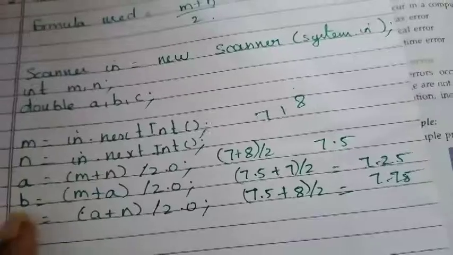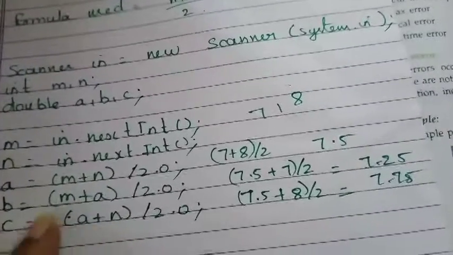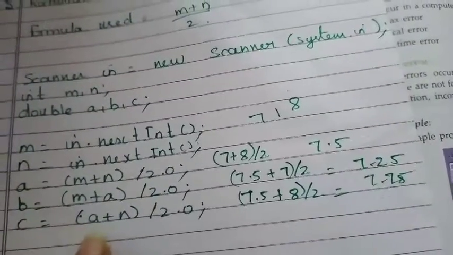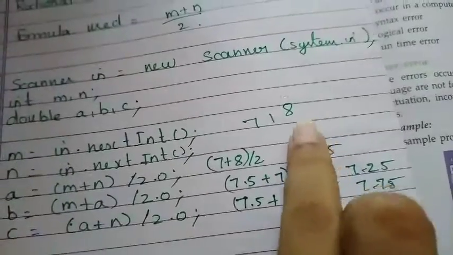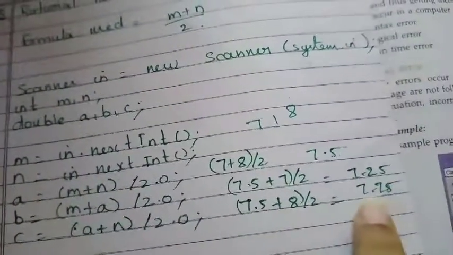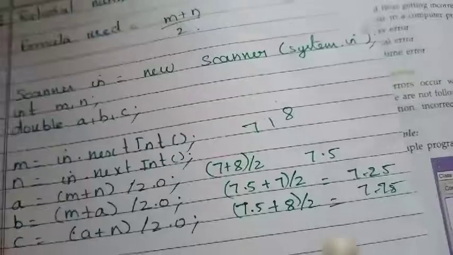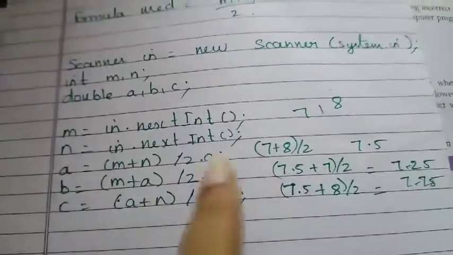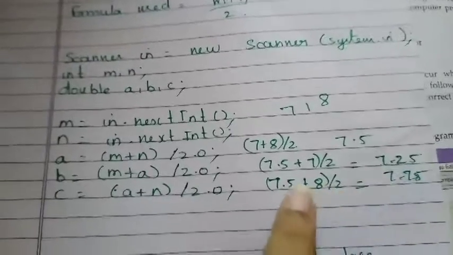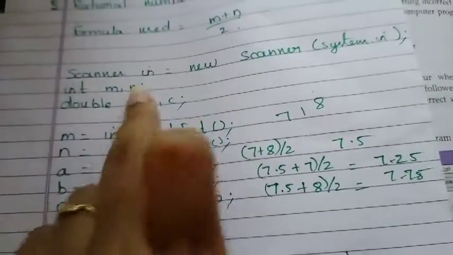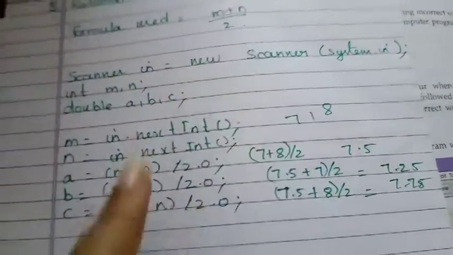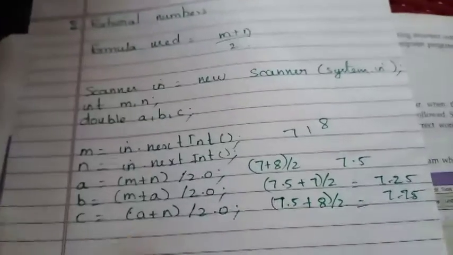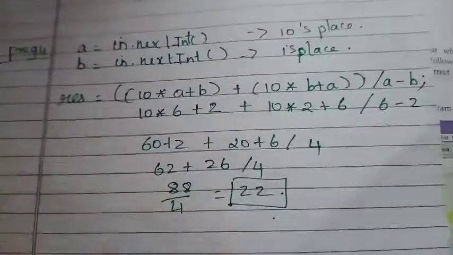Similarly, for the next third value, what we are going to do is take the a value plus the second value 8. So you will get another value. So you got 3 rational numbers. Okay, so this is the formula we are using to get the rational numbers. So, using the scanner class, this is your third program. Then we will see the fourth program.